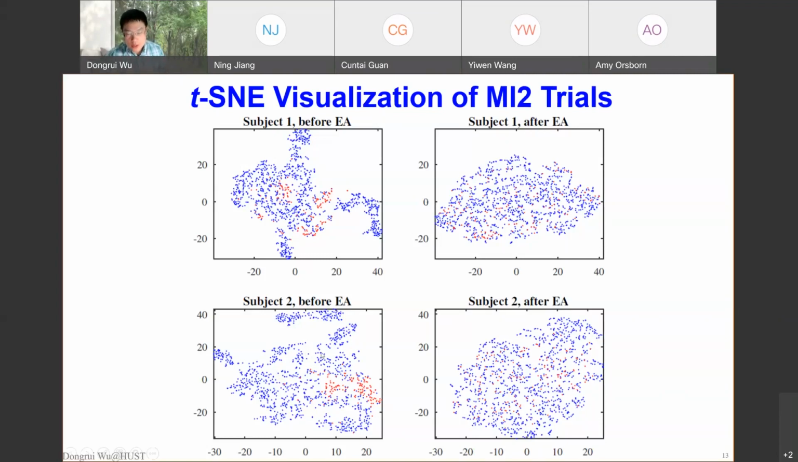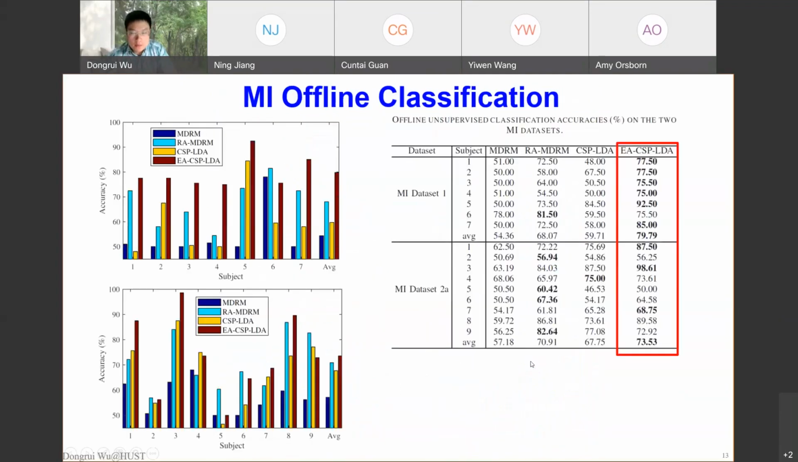When subject 2 is the target subject, we can make the same observation. Next, for the actual classification performance, first we consider the offline motor imagery classification. We compare the baseline approach, CSP LDA, which combines the data from source and target subjects directly, and then performs CSP and LDA for classification. Our approach is to apply EA first to align the EEG trials from different subjects, and then perform CSP and LDA.